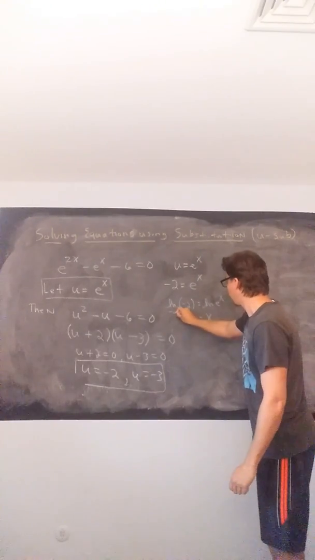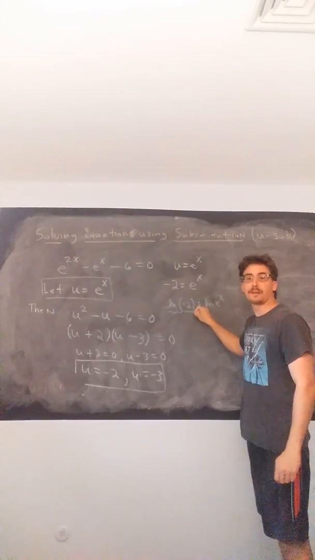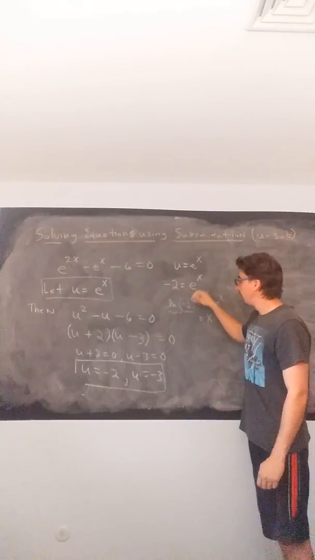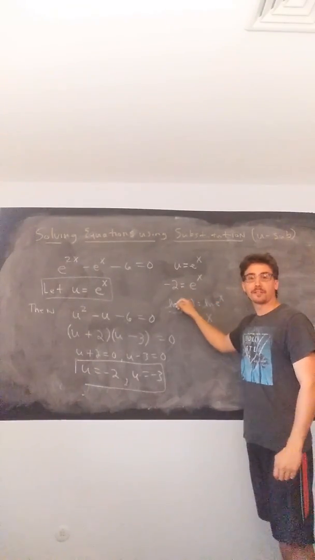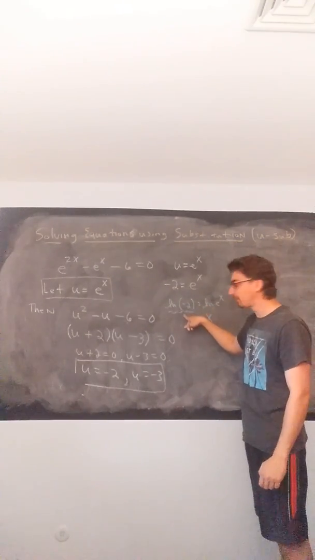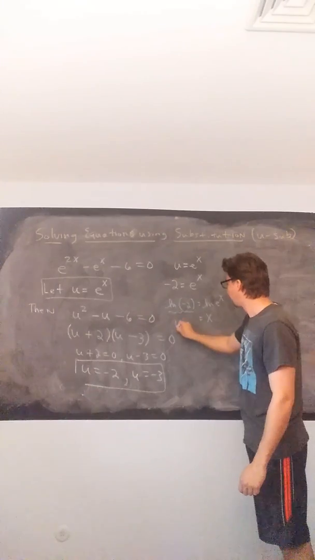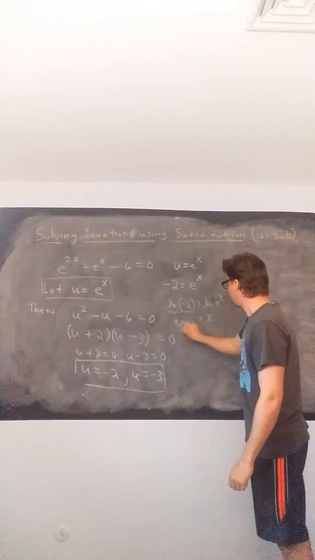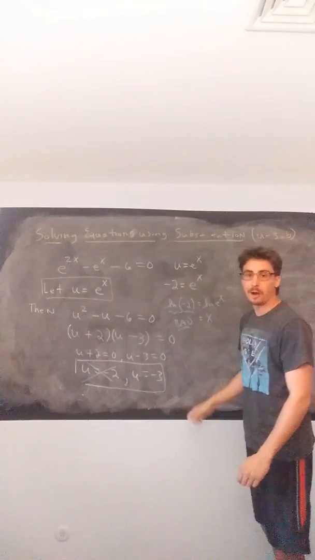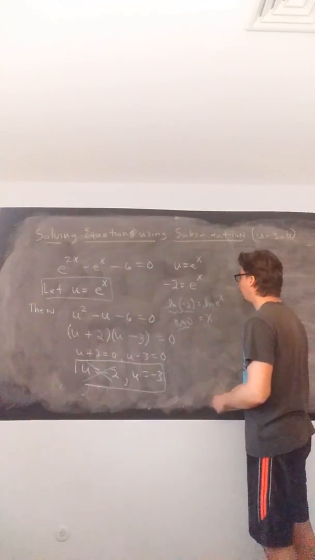But this should sound an alarm for you. This is a problem. ln of negative 2. If you remember, again, logs cannot take on negative values as inputs. So this is bad. So we throw this u equals minus 2 out. It's not going to be part of our final answer.